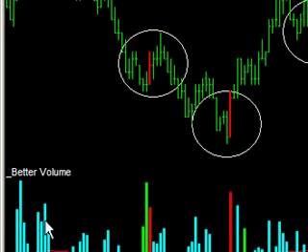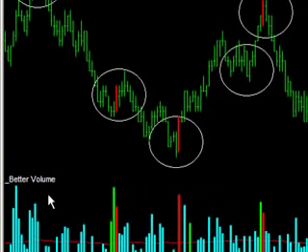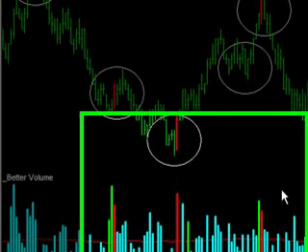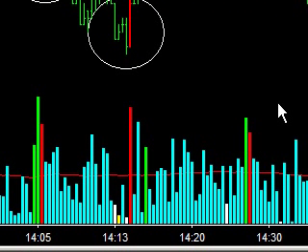As I said, it does work in all time frames, all different markets. I find it particularly useful in tick bars, particularly day trading high volume stocks and high volume contracts like the E-mini. Good luck with your trading.